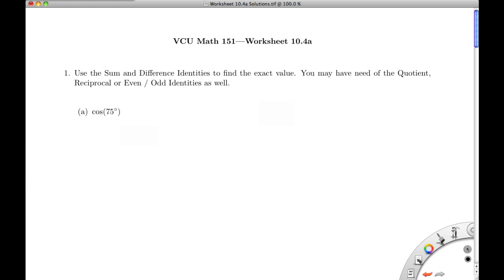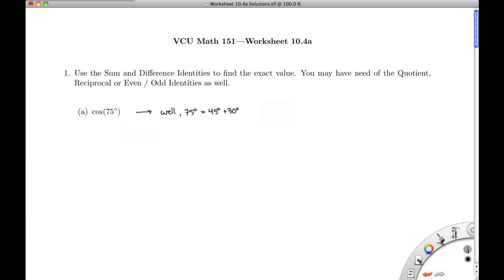So in part A, we were asked to find the cosine of 75 degrees. 75 degrees is definitely not an angle we're used to using in terms of exact values for sines and cosines. So let's go ahead and redefine this particular angle. So if we think about ways we could write 75 degrees as a sum or difference of angles we're used to using, one thing we could consider is, well, 75 degrees is the same as the sum of 45 degrees plus 30 degrees.